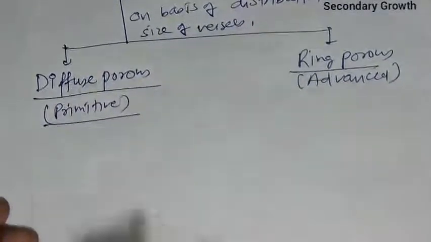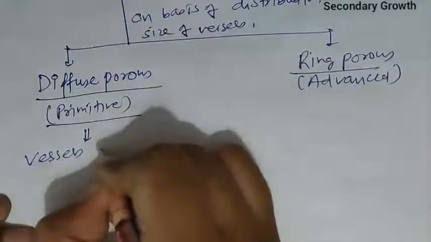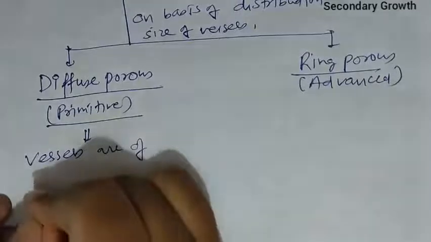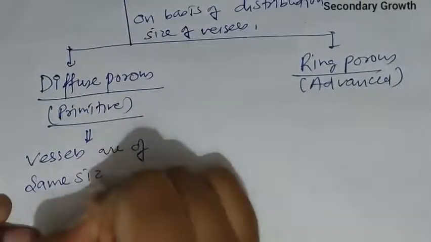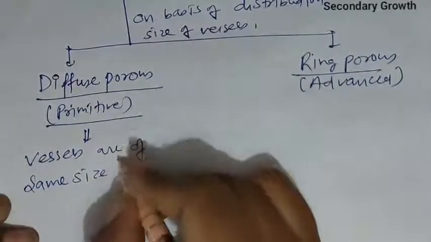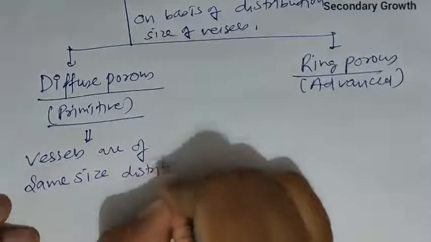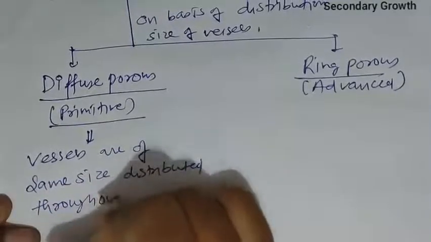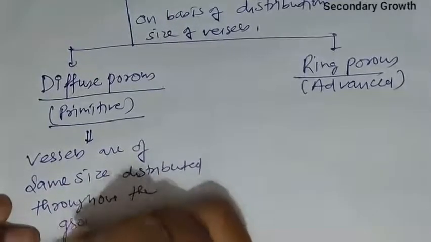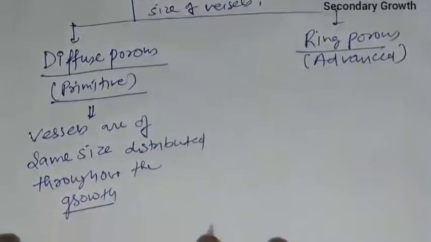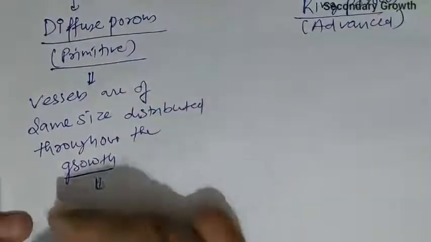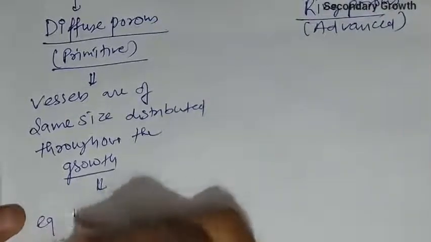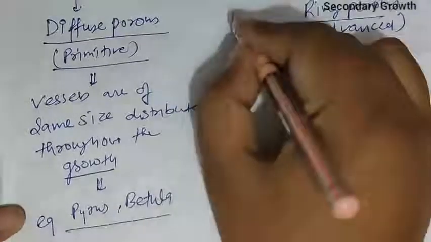In case of diffuse porous, it is found that vessels are of the same size, distributed throughout the growth. Means throughout the growth period the size of all the vessels remains the same. Examples are Pyrus and Betula, in which we can see structures like this.